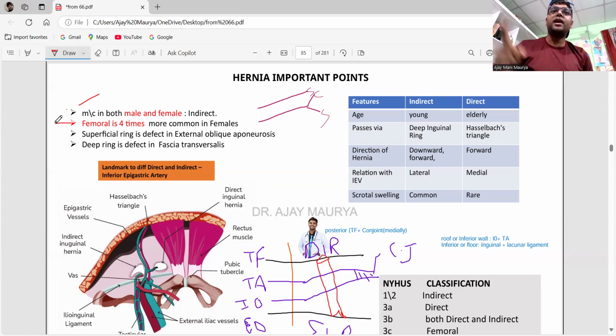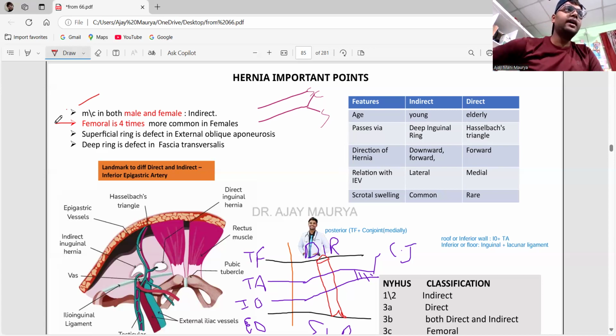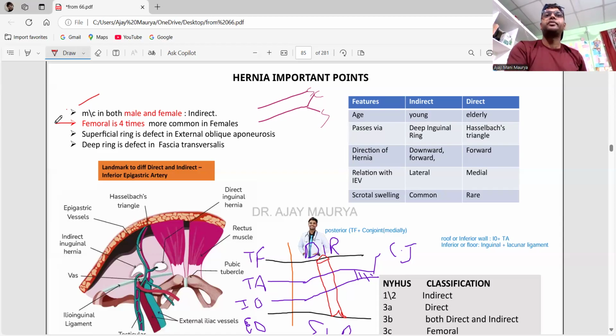If they ask what type of hernia is four times more common in female than in male, it is femoral. Otherwise, mark the answer as indirect only. If they ask particularly, then you have to mark femoral, or else you have to mark indirect. Most common type of hernia in female is indirect, but femoral hernia is four times more common in females.